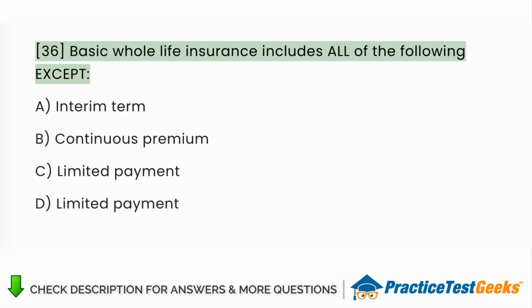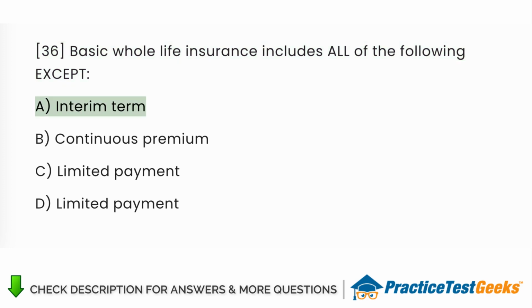Basic whole life insurance includes all of the following except: A. Interim term. B. Continuous premium. C. Limited payment. D. Limited payment.